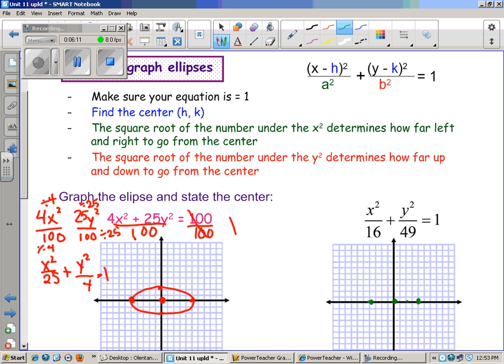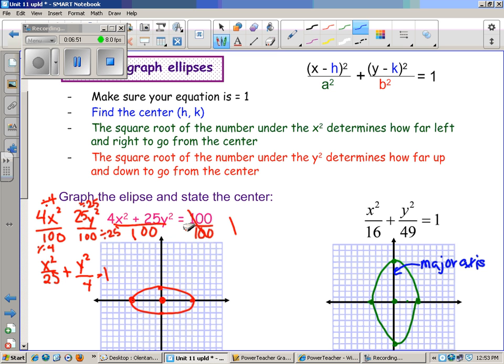All right, so this is left and right 4 and up and down 7. 1, 2, 3, 4, 5, 6, 7. Okay, so my ellipse goes this way. And a little bit of vocabulary, the longer axis or the longer kind of diameter we call the major axis. So I get to quit calling it diameter because I'm going to call it the major axis. Okay, whichever one's longer. Not necessarily which one's up and down or left and right, just whichever one's longer.